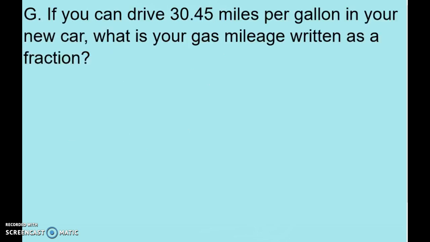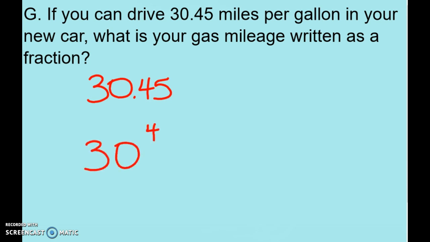If you can drive 30.45 miles per gallon in your new car, what is your gas mileage written as a fraction? So pause your video, work this out, and unpause when you're ready to check your answer. So what we're going to do is 30.45, which is the same as 30 and 45 hundredths. Okay? If you don't know that this is 45 hundredths, you're going to do the 30, put the 45 on top. How many places past the decimal? 1, 2. So we get 2 zeros with the 1. Okay? And then we're going to have to simplify.